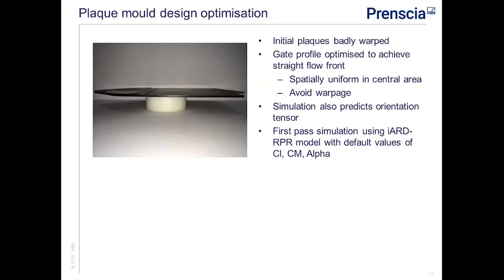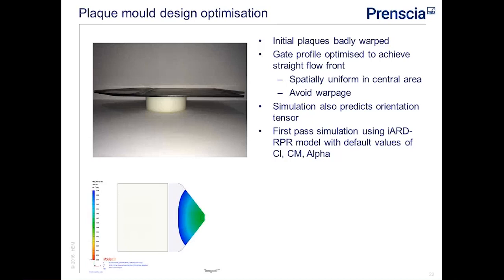So the first problem we faced was to make some test plaques from which we could cut specimens. Our first set of plaques were rather warped, and so we had to optimize the shape of them, which we did by changing the injection area. The aim here was to try and achieve a straight flow front.